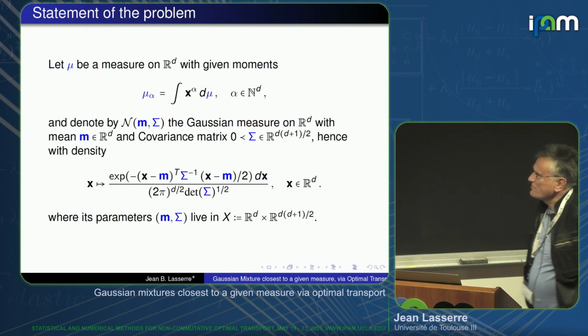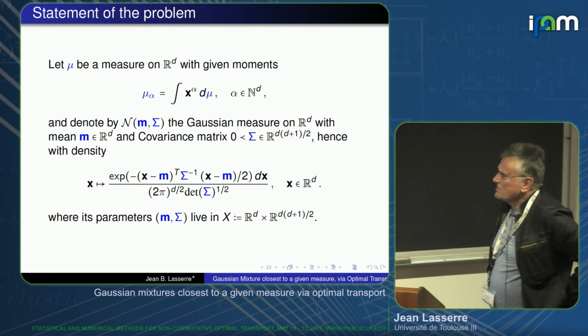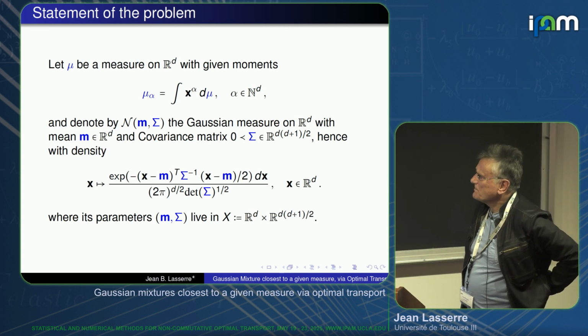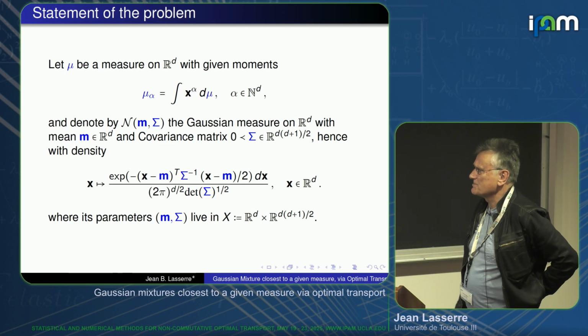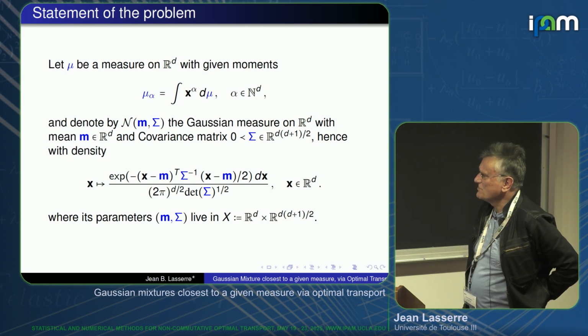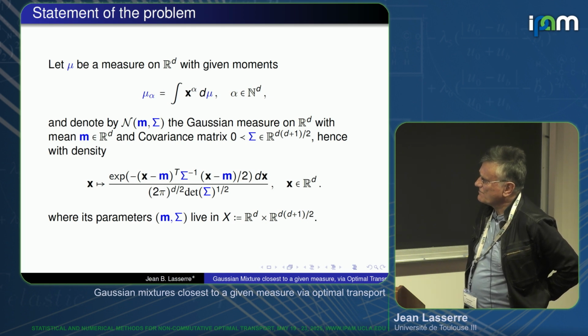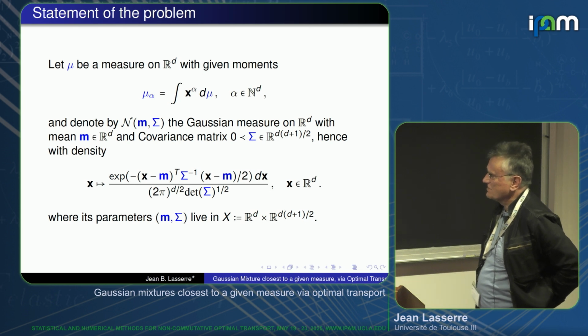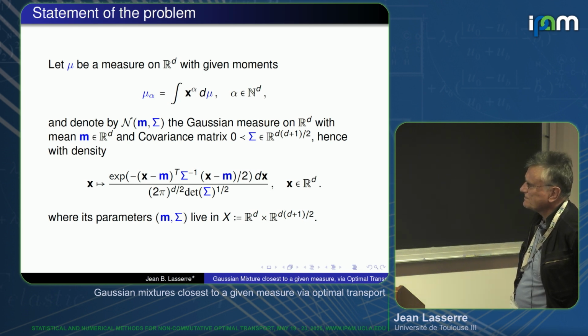What is the statement of the problem? We are given a measure mu on R^d, and the knowledge about this measure is through its moments. So we are given the moments of the measure mu: for every multi-index alpha, we get mu_alpha, which is the alpha moment of mu.